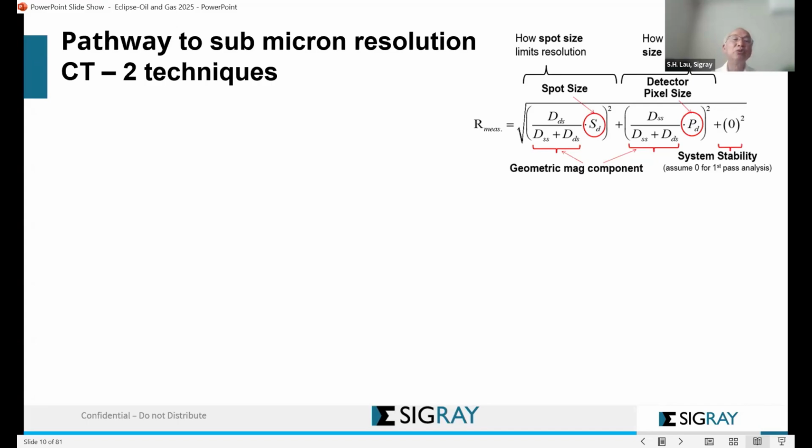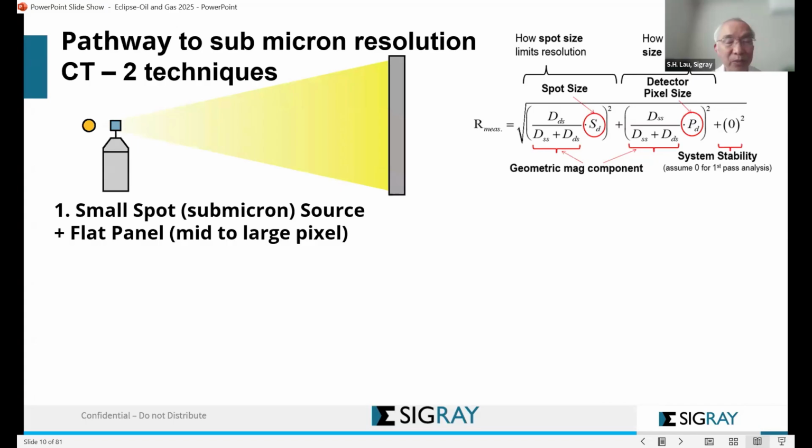There are actually two techniques. The first technique is this, like what I've shown you earlier. You need to have a submicron X-ray source spot size in your X-ray tube. That means your X-ray tube must be a nano focus tube, meaning that the spot size of the nano focus tube must be less than 1 micron.